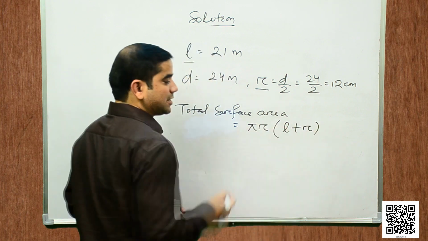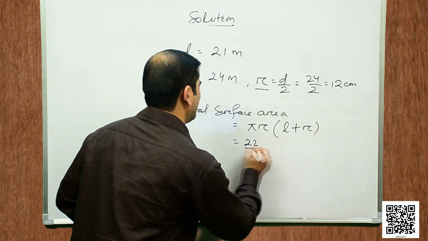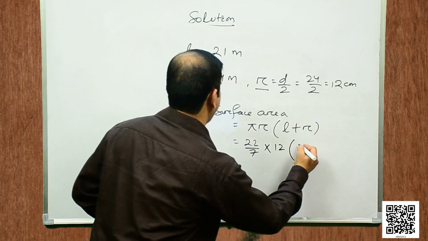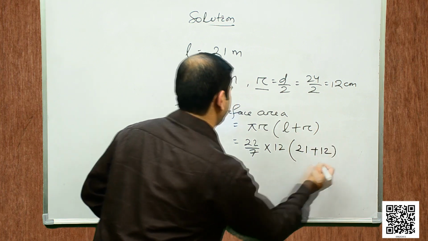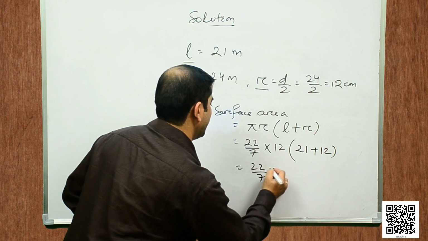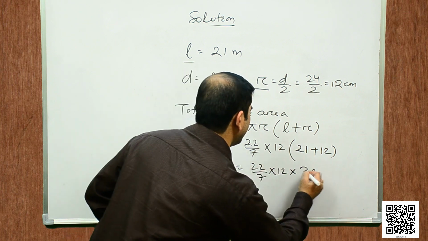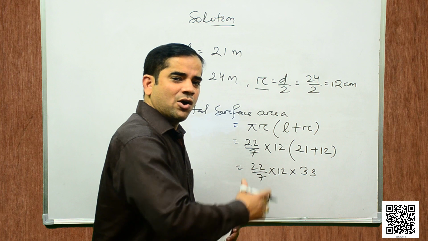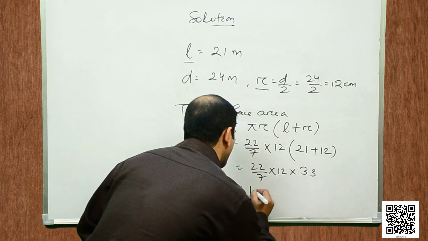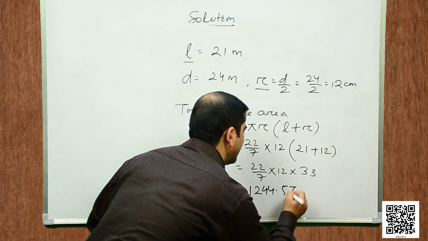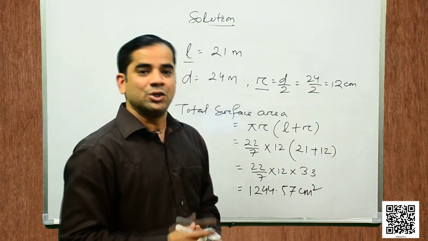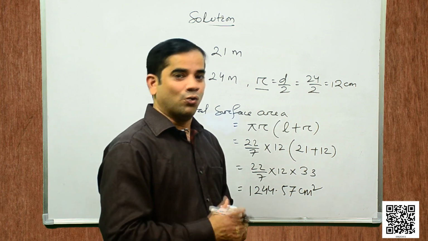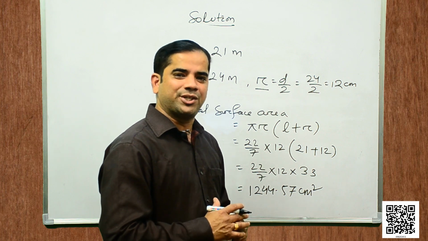So, we just need to substitute the values: 22 by 7 into 12 multiplied by (21 + 12), which is equal to 22 by 7 into 12 into 33. After calculation, we will have a value equal to 1244.57 centimeter square. So, this is the desired total surface area of the cone. Hope you understand the solution for this question.